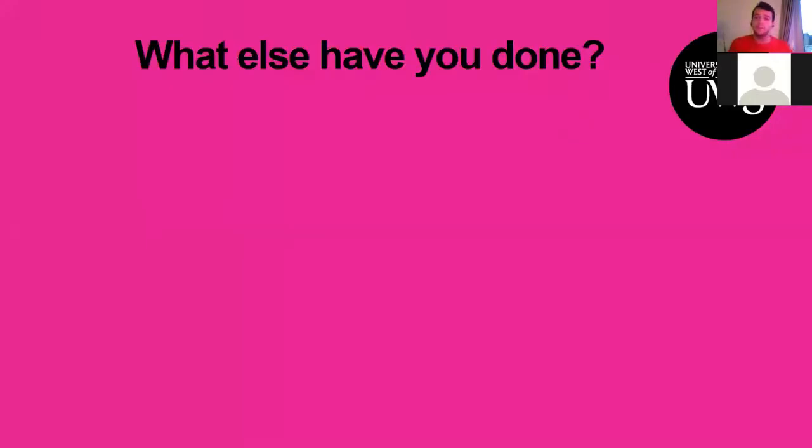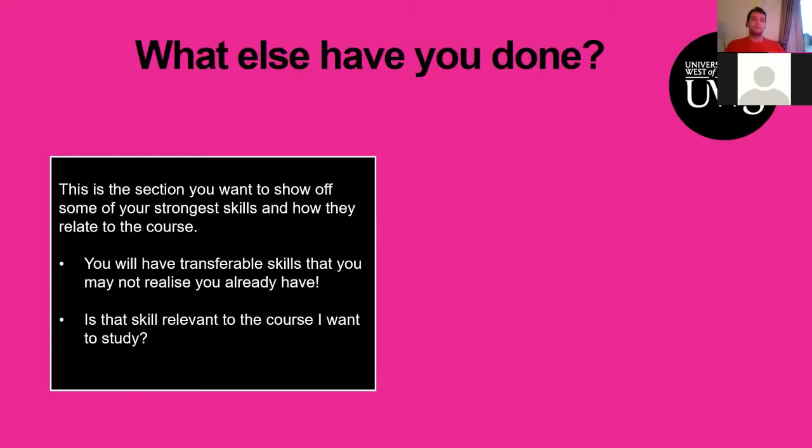So the third section is, what else have you done? In this section, you want to show off some of your strongest skills and how they relate to the course. And you'll have transferable skills that you may not realize you already have. Transferable skills are skills you can get from anywhere, working in a part-time job, getting involved in a sports society or any clubs. You'll get skills such as team working, problem solving, leadership skills. All of these are relevant and they can be used for examples for your personal statement.